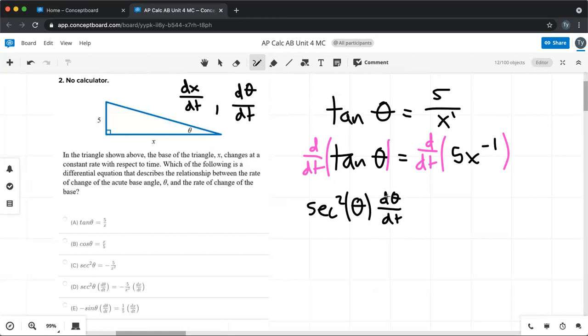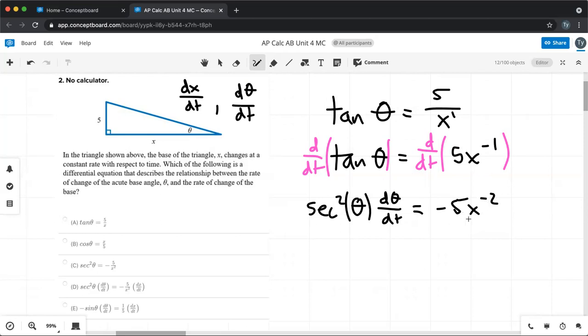So this is good, right? We need d theta dt in our expression. We're trying to relate these two things. Similarly, if we take the derivative with respect to time of 5x to the -1, well, we can use power rule, right? So the power comes down. So we have -1 times 5, or -5x to the, well, we have power rule for derivatives, so we need to decrease the power by 1. So we get -5x to the -2.